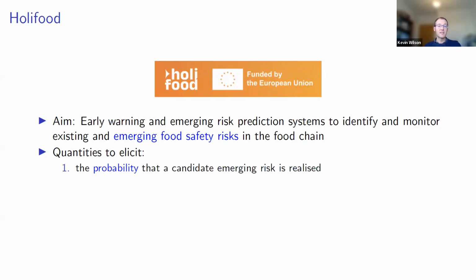And so the sorts of things that we're going to have to elicit, and we're going to start doing this early next year, are things like the probability that a candidate emerging risk, something that's come out of these clever AI models or whatever, is actually realized and becomes a problem in the food chain in Europe. But then they've also got these risk assessment models, and they have inputs, and of course they do. All models have inputs. And for the inputs that they don't have data for, they still need to pick values of these inputs to run their risk assessment models.